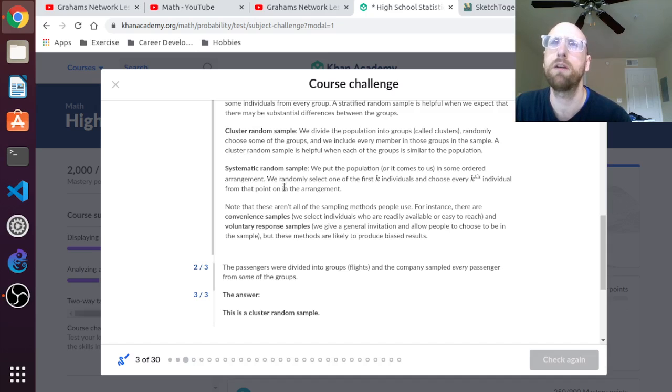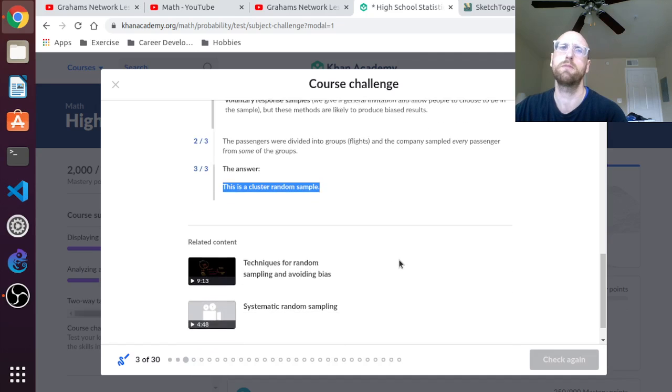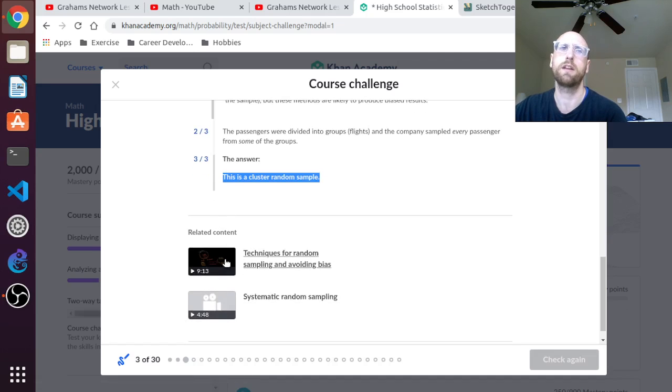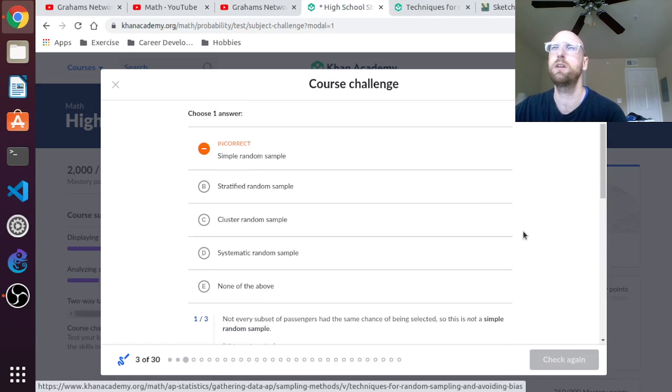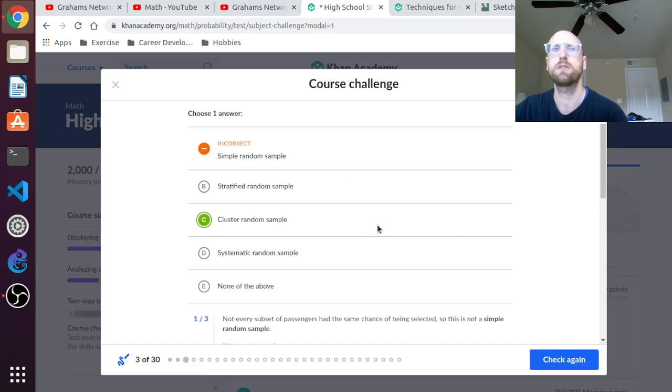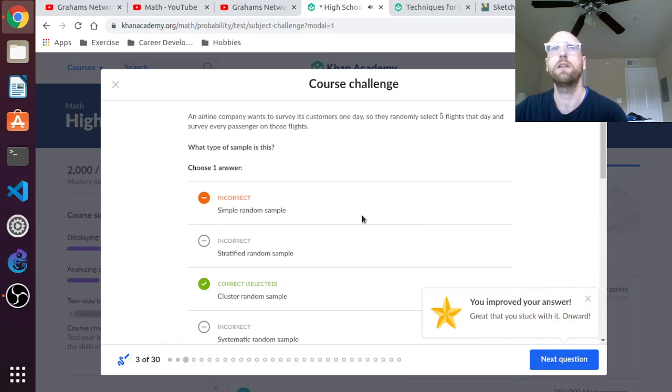on some of the groups. Okay, perfect. So this is a cluster random example. Looks like we've got some stuff to watch. I'm kind of curious to watch this one because this is pretty new to me, so I might do that. In the meantime, let's select this cluster random sample and do a check again. And then we'll go back and read.